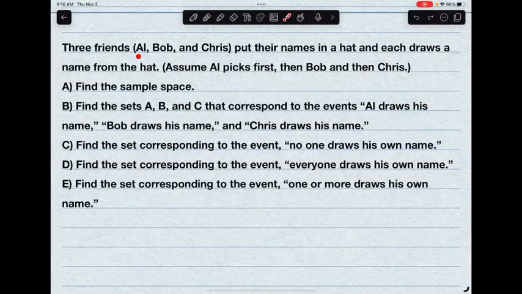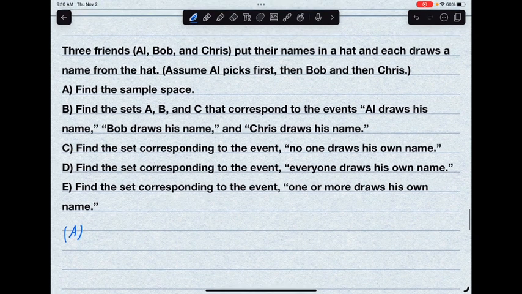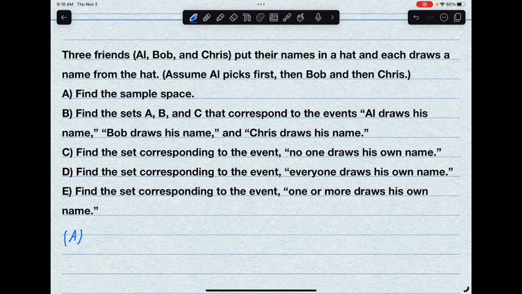3 friends, Al, Bob, and Chris, put their names in a hat, and each draws a name from the hat. Assume Al picks first, and then Bob, and then Chris. Now we're going to find the sample space for this event. For part A, let's say we denote Al with A, Bob with B, and Chris with C.